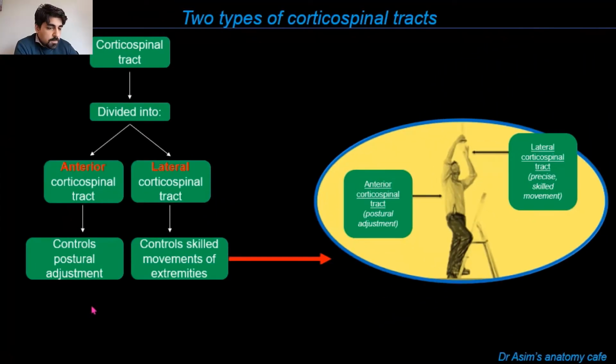For instance, consider the example of this person in the image who is trying to screw a light bulb at the ceiling. Now, to achieve this, the motor information must travel through the lateral corticospinal tract, and it must travel to the limbs to coordinate the precise skilled movements of the hands and the fingers, whereas simultaneously the motor information should also travel through the anterior corticospinal tract to allow the muscles of the trunk to help stabilize the body. Thus, the anterior and the lateral corticospinal tract both work in a coordinated fashion in conjunction with each other to bring about this action, which is the screwing of the light bulb.